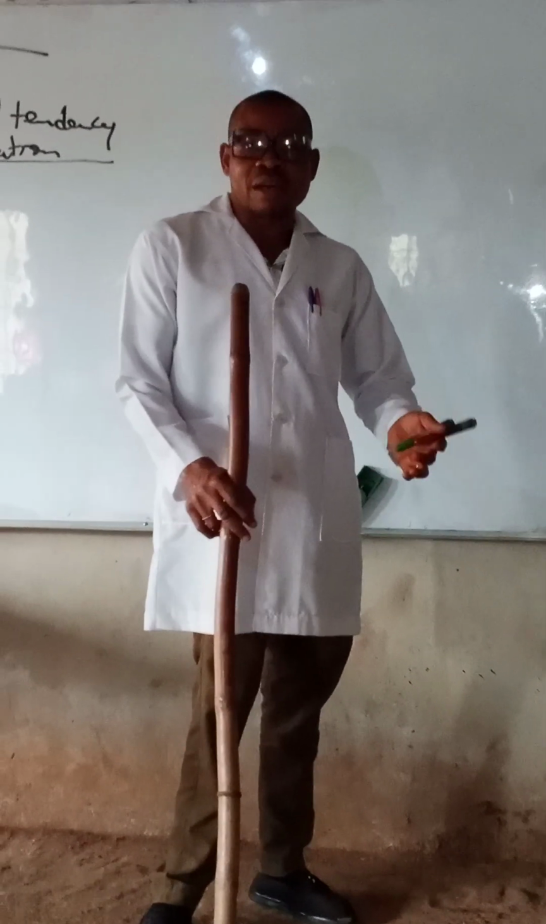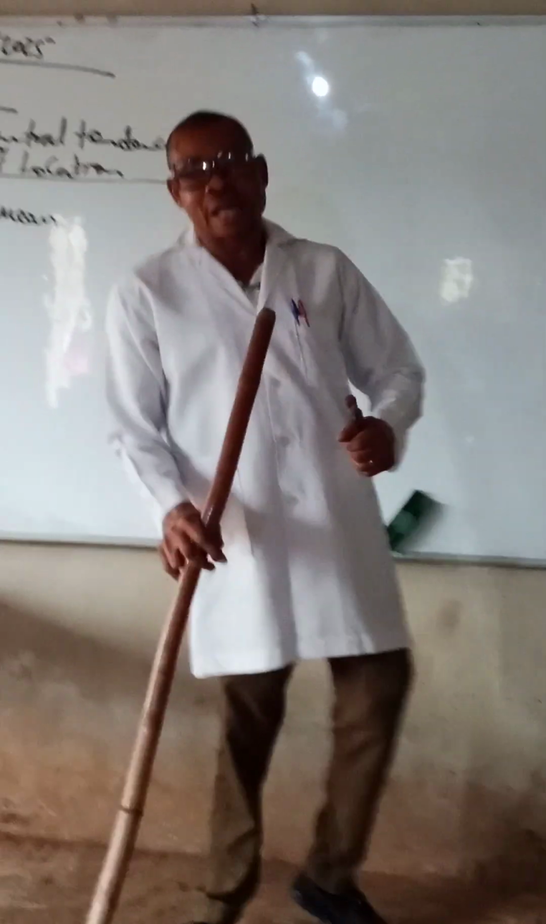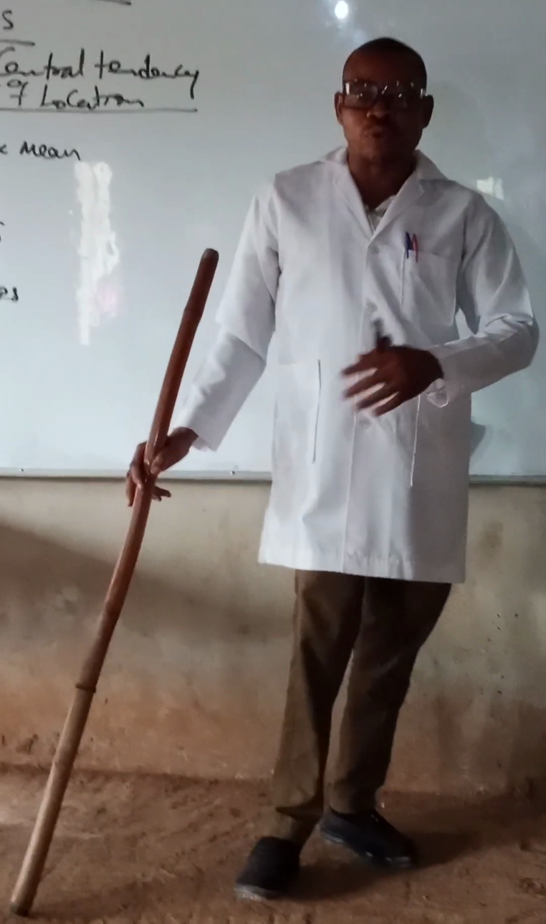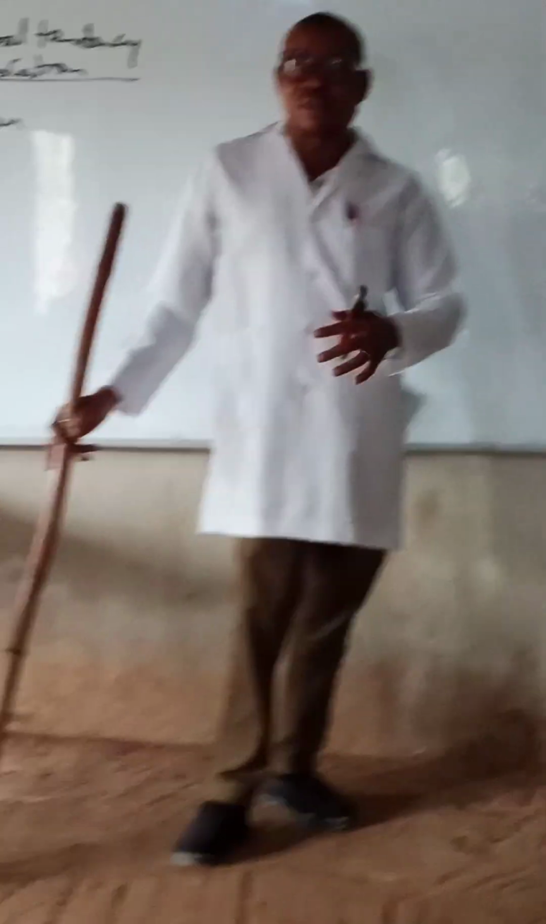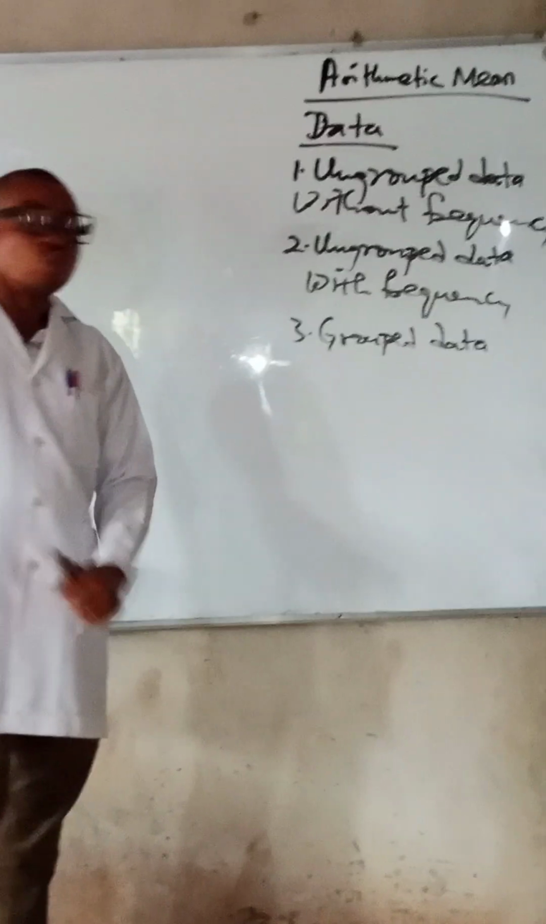Let me say you can have 5 or 6 different numbers, but they appear many times, up to 40 times or 30 times thereabout. Then you have them as ungrouped data with frequency.